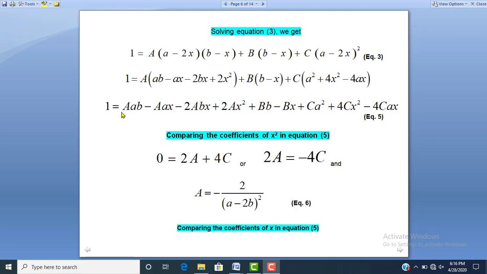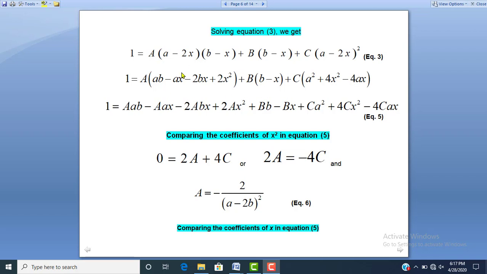1 is equal to a into ab minus a ax minus 2abx plus 2ax square plus b into b minus bx plus c into a square plus 4cx square minus 4cax. So this is equation number 5, which we have obtained by multiplying a, b and c with the values that have been written inside the bracket.